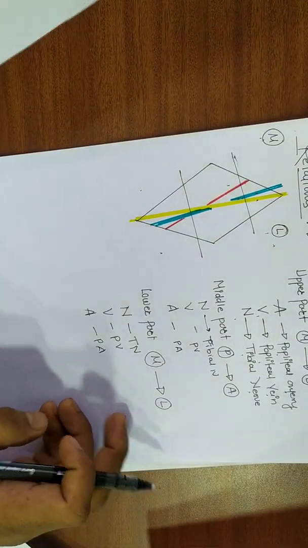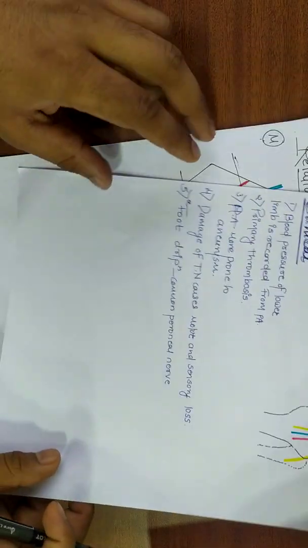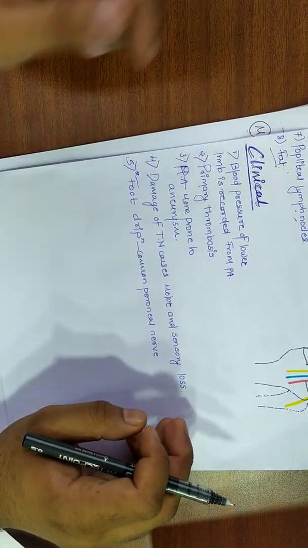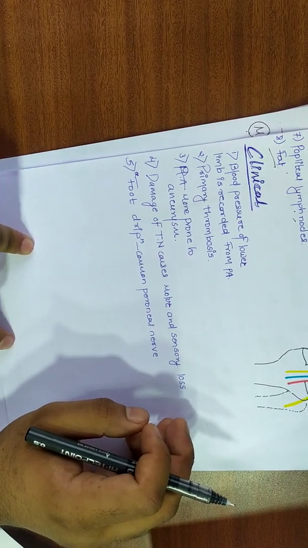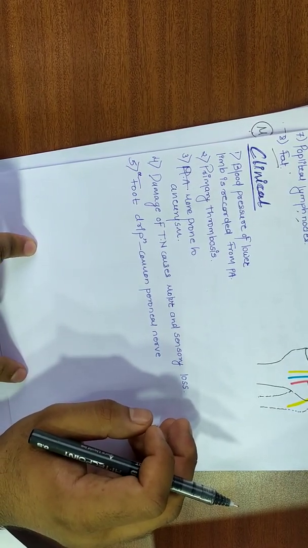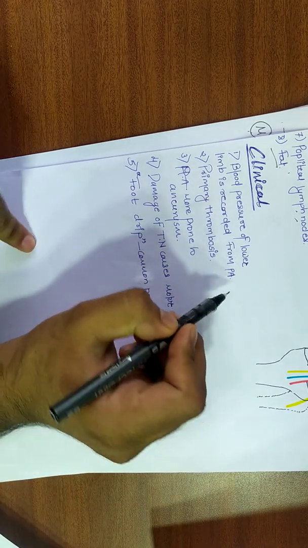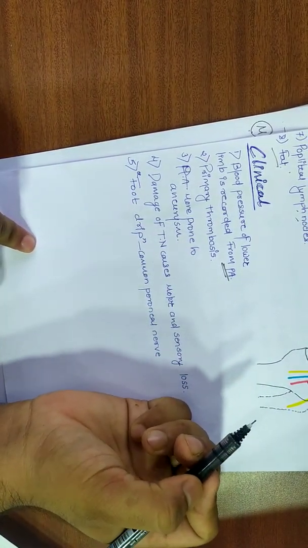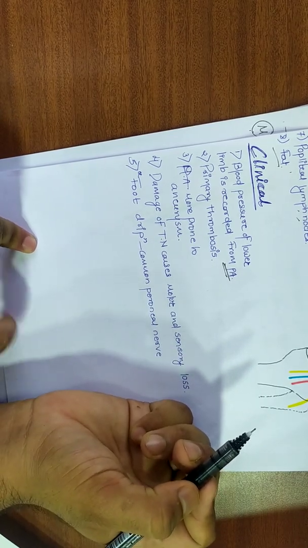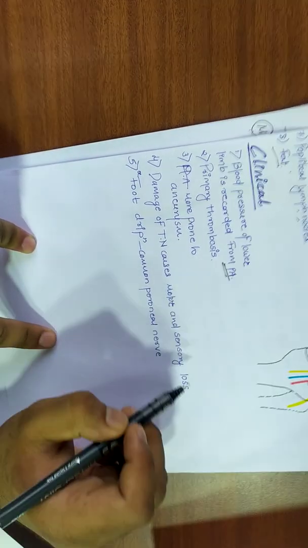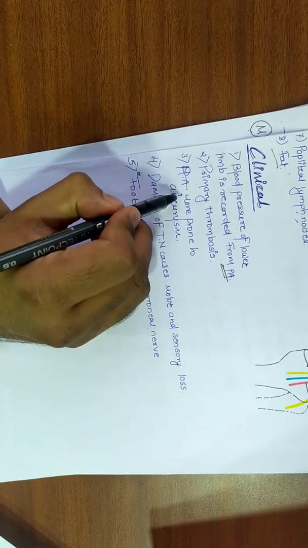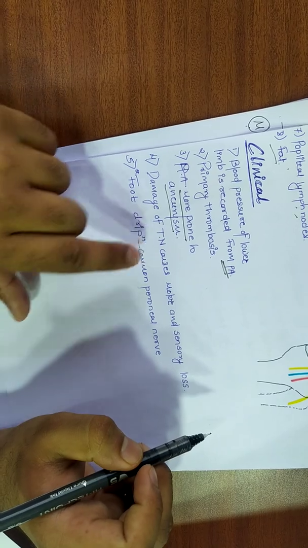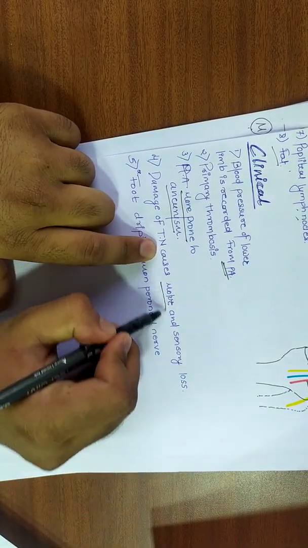The last thing we are going to see is the clinical importance of the popliteal fossa. We can easily measure the blood pressure of the lower limb from the popliteal artery. Primary thrombosis can occur in the popliteal artery. The popliteal artery is more prone to aneurysm. Damage to the tibial nerve can cause motor and sensory loss.